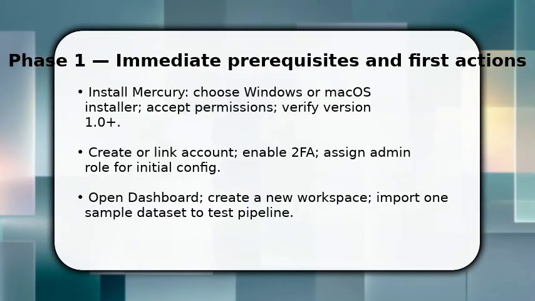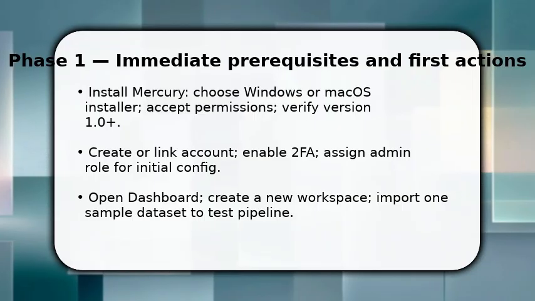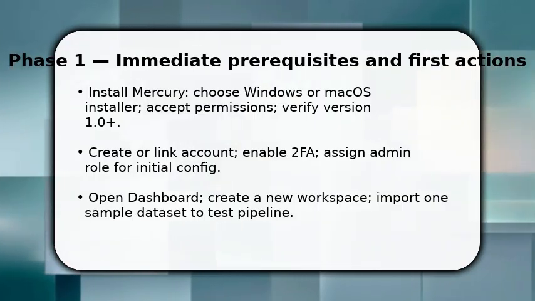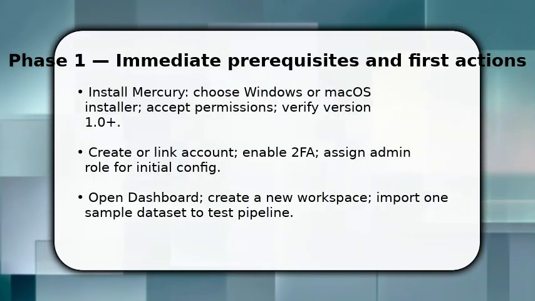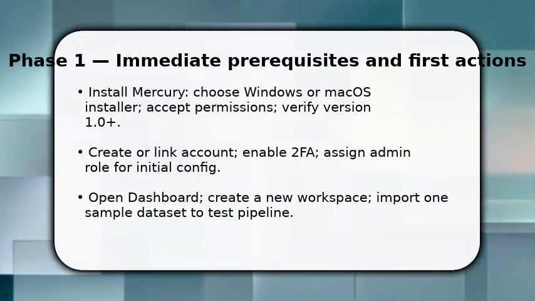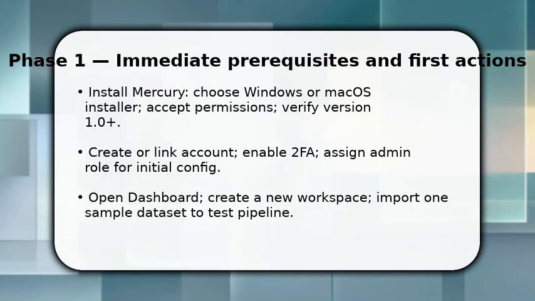You start with the essentials. Install Mercury and sign in so you can act immediately. Once installed, create or link your account and enable two-factor authentication. This protects your workspace and avoids later lockouts.